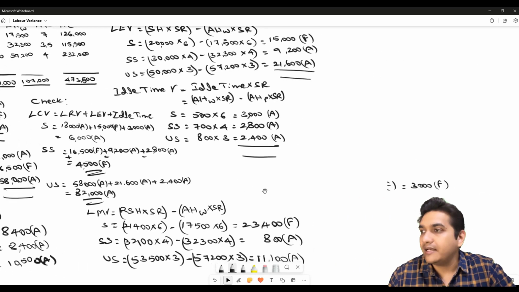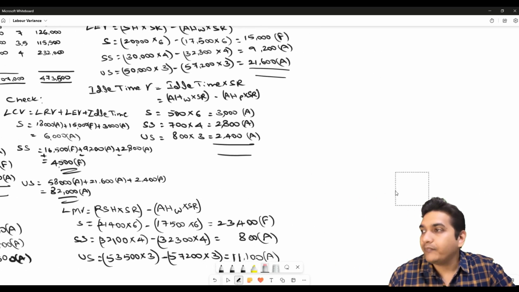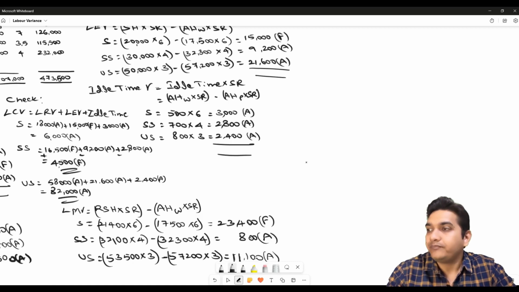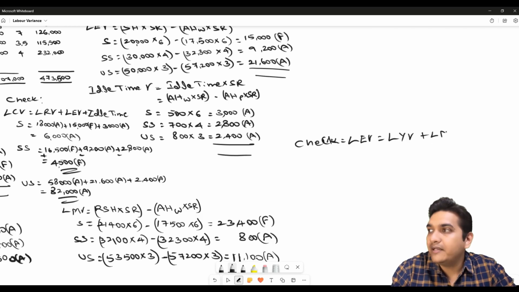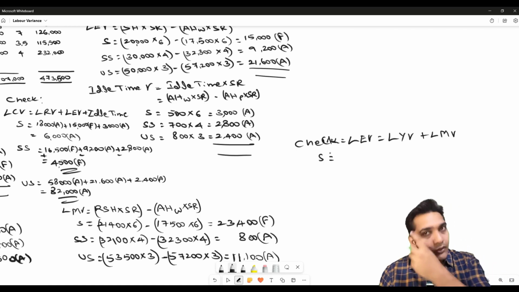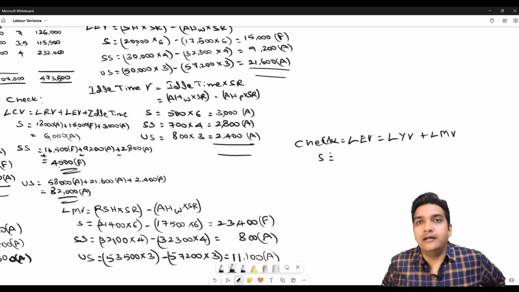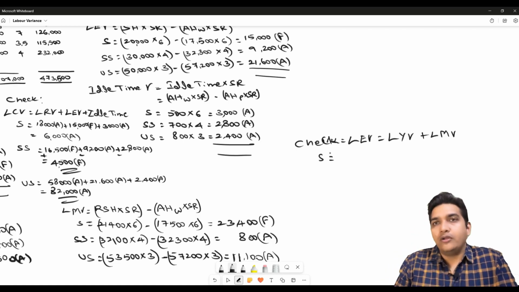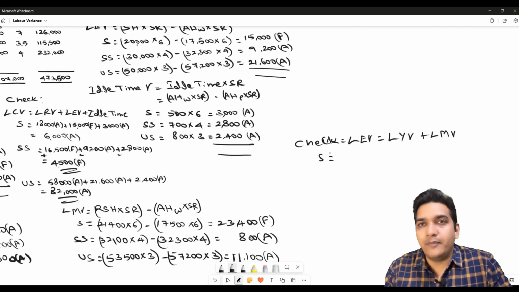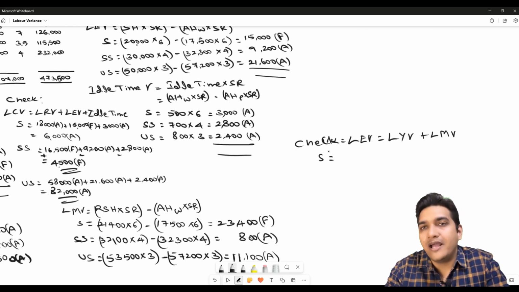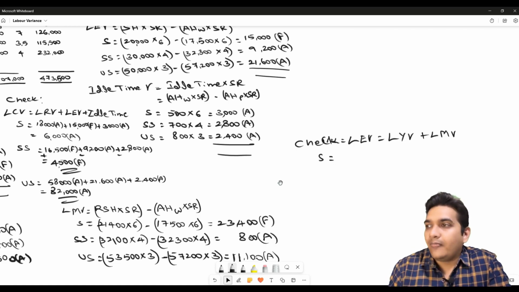Now let us perform a check to see whether we have computed the yield and mix variance and the efficiency variance correctly. The check is: labor efficiency variance is equal to labor yield variance plus labor mix variance, right? One thing to note is when you're doing the check, you can do it as a working note also, or you can do it at the end of the problem together for labor cost variance and labor efficiency variance. You don't have to do it as soon as you have computed the required variances.